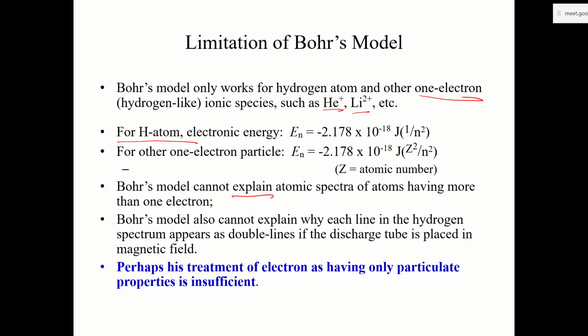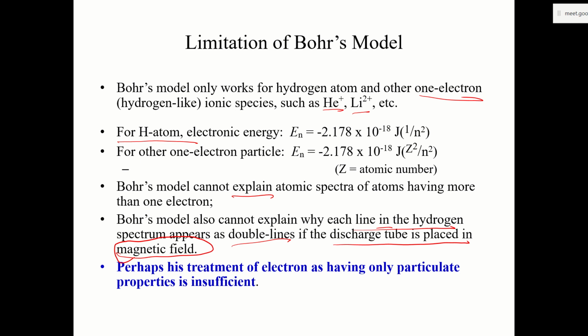And it was also not able to explain why the spectrum appears as double lines if the discharge tube is placed in a magnetic field. This is the Zeeman effect, which was discovered later, the splitting of lines was observed in a magnetic field. So all those things were not explained even in the case of the hydrogen atom. We were talking about only one atom, the hydrogen atom, and even in that many things remained unexplained. So there is something that we were missing out on.